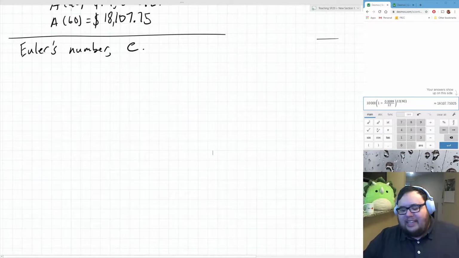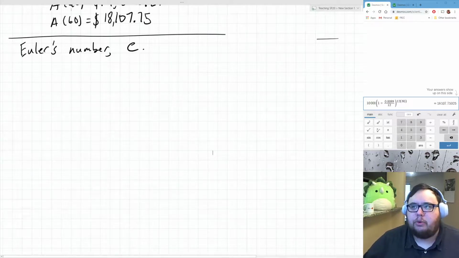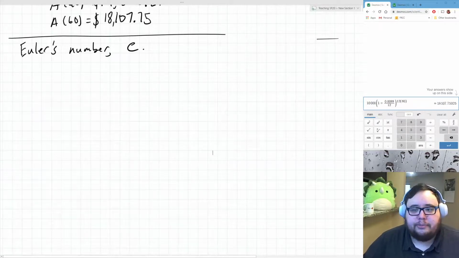All right, but e is a special number. It's somewhere between 2 and 3, but it's really important because it's sort of a natural base for exponents. It's a base for exponents that makes a lot of things very nice. And one of the ways that it shows up is in compound interest.